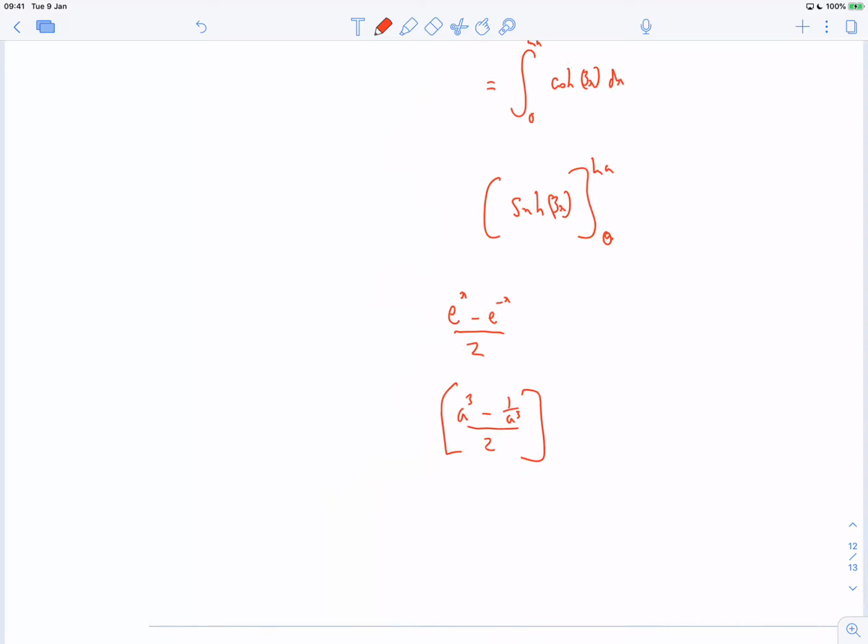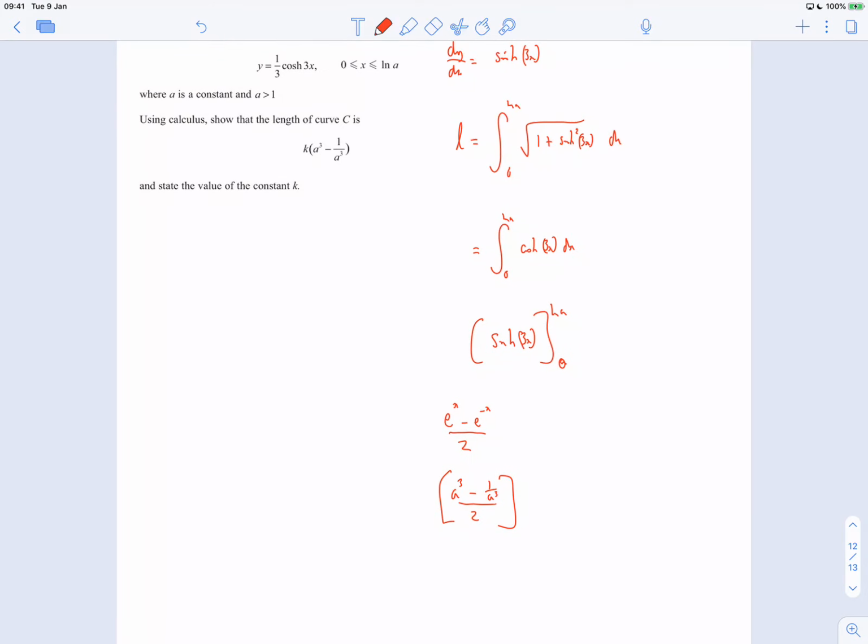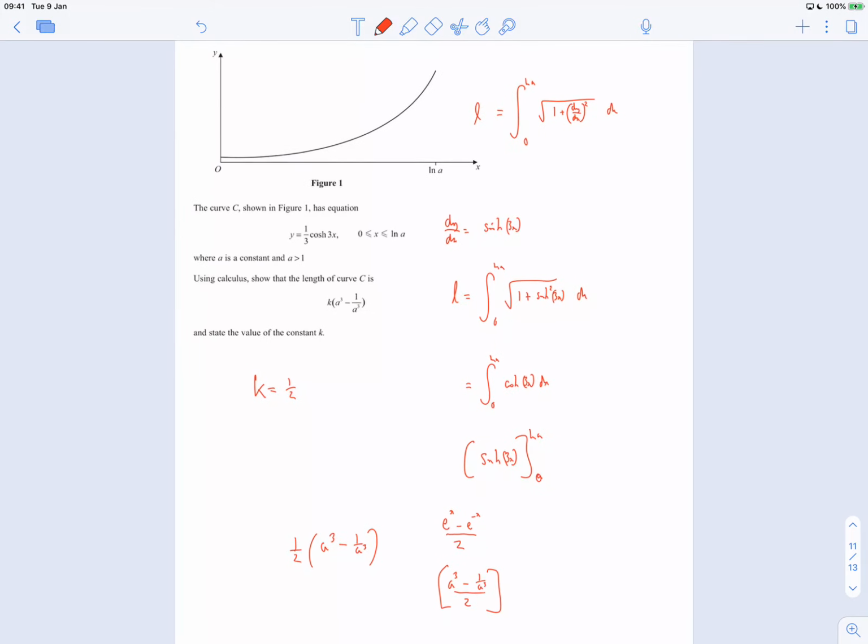So I want it in the form of k lots of a cubed minus 1 over a cubed. So it looks like k is just 1/2, because I can write this as 1/2 of a cubed minus 1 over a cubed. Yeah, okay, so we've finished on an easy one.